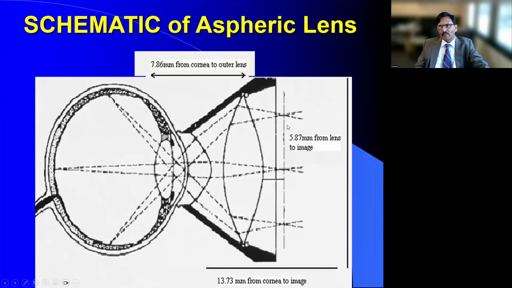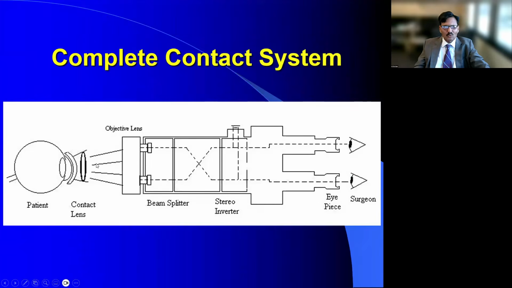And so the image will be formed around 6 millimeters in front of the lens towards your microscope. So all in all, the image is formed from the corneal surface around 14 millimeters from cornea to your microscope, where your microscope zoom has to focus for you to get the good image.